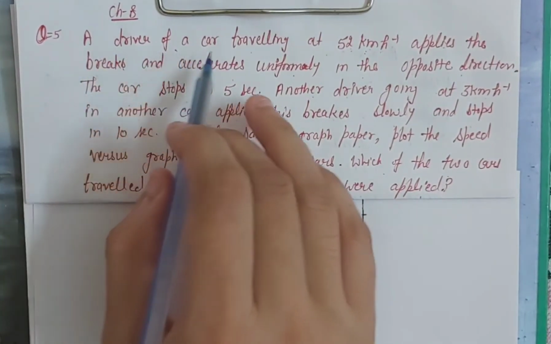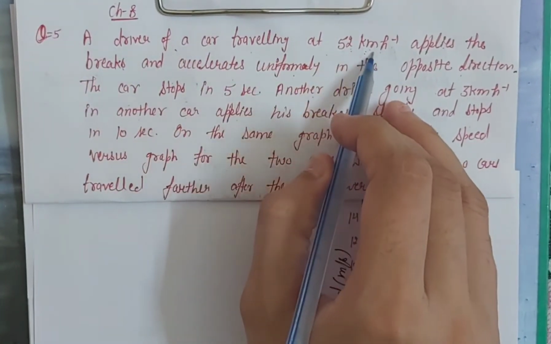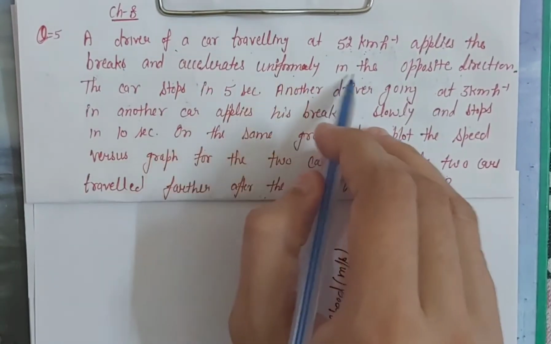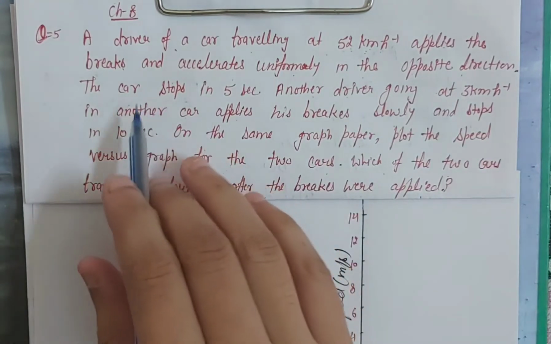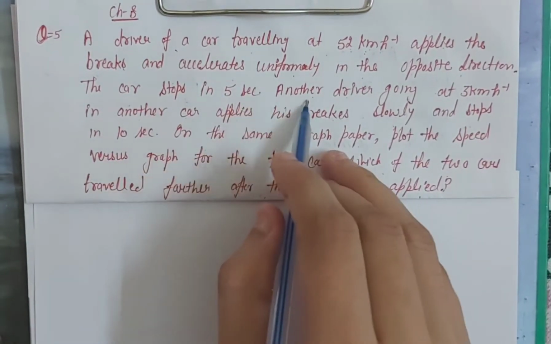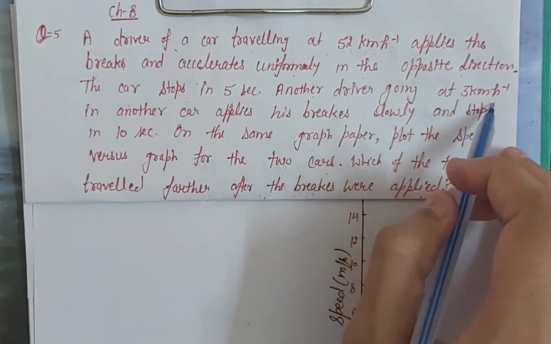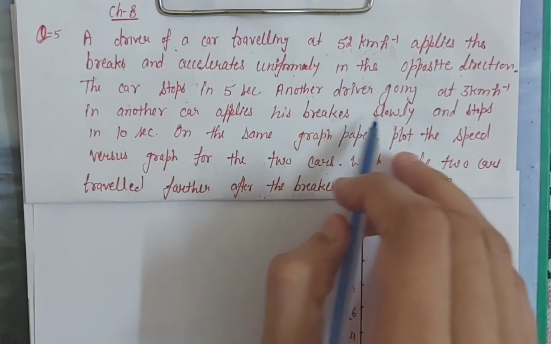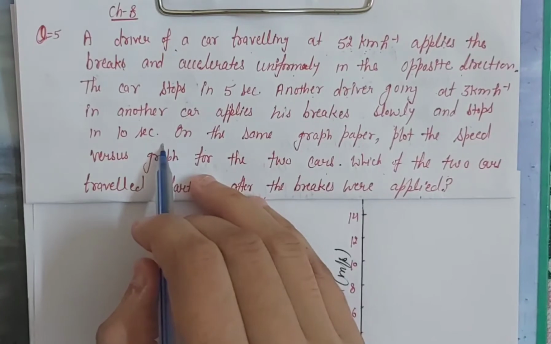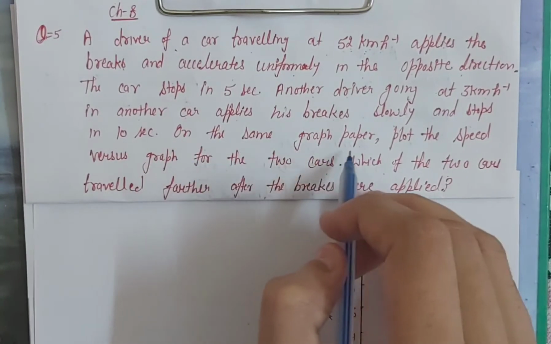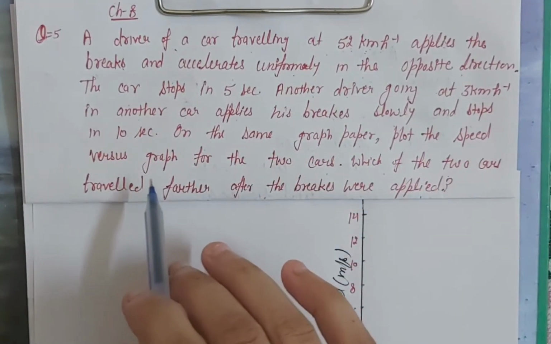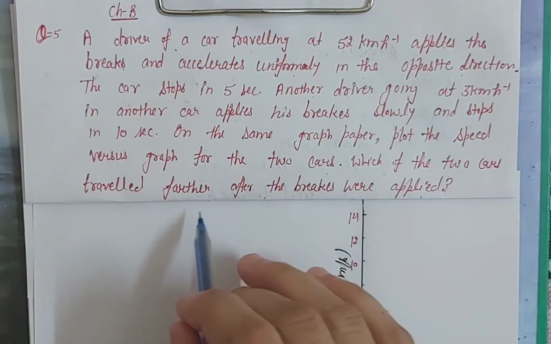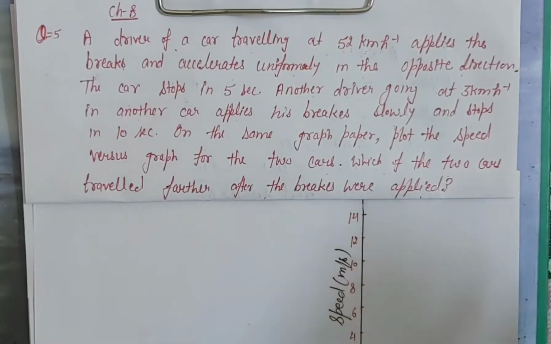A driver of a car traveling at 52 km per hour applied the brakes and accelerated uniformly in the opposite direction. The car stopped in 5 seconds. Another driver going at 3 km per hour in another car applied his brakes slowly and stopped in 10 seconds. On the same graph paper, plot the speed versus time graph for the two cars. Which of the two cars travels further after the brakes were applied?